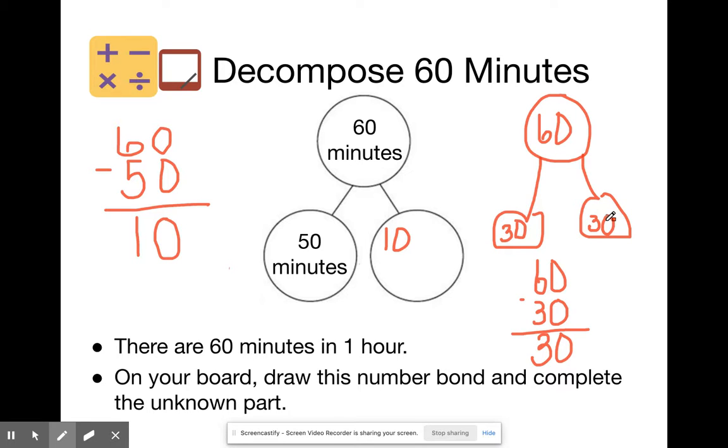And 30 minutes is a half hour. So anytime someone says you have 30 minutes for recess, that's a half an hour. So 1 full hour, 60 minutes, is broken up into two 30-minute sections. All right, let's move on and erase our desk.